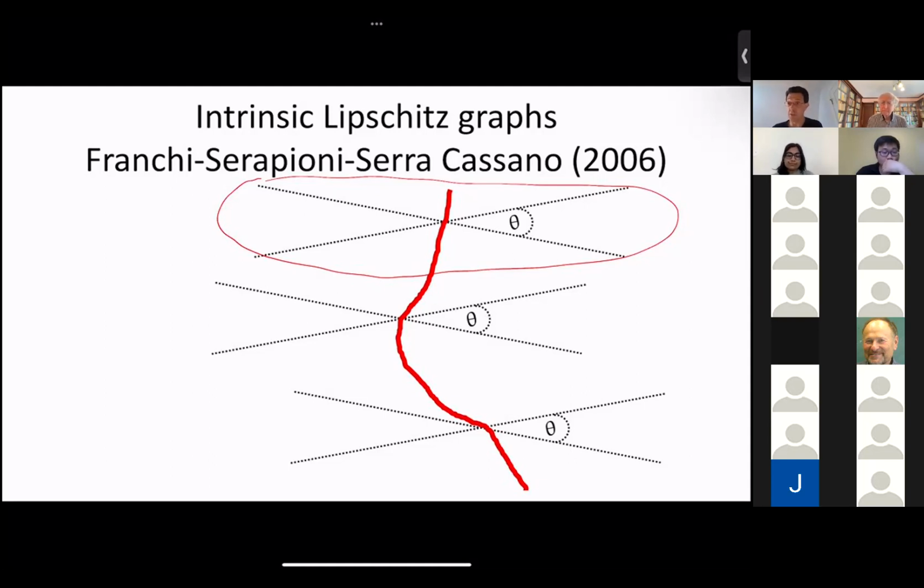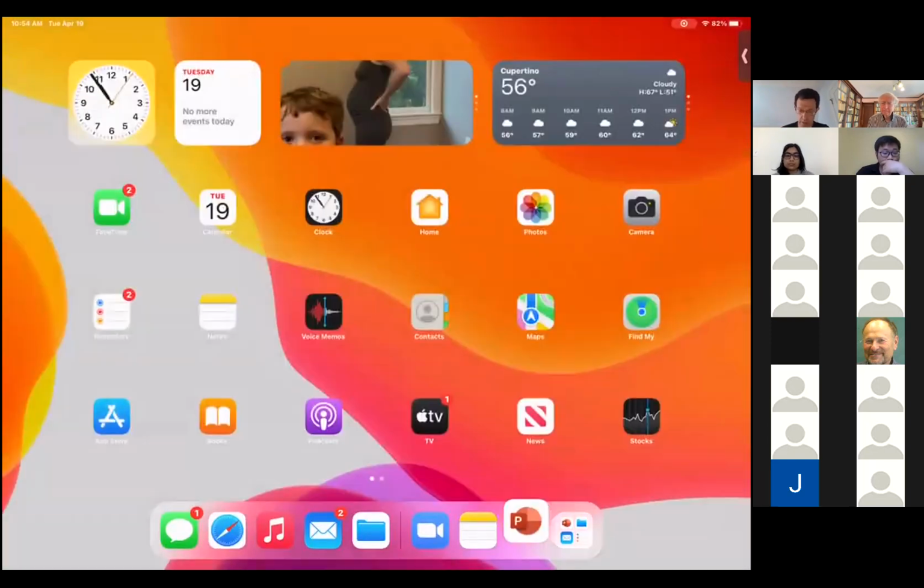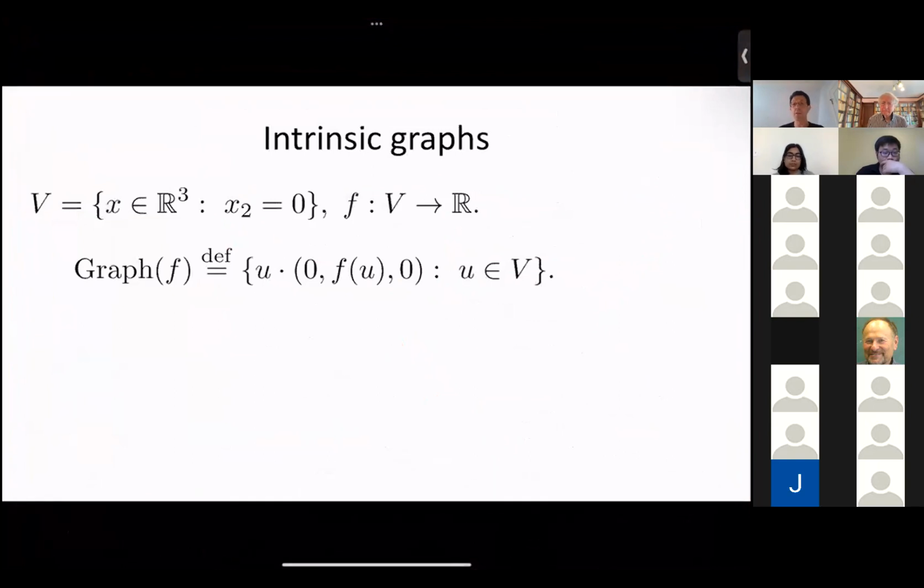Now I want to discuss the Heisenberg version of this. And for that, I first have to change what the notion of a graph is. So there's a notion of an intrinsic graph. A graph is a function from a two-dimensional plane to R. The two-dimensional plane is going to be the vertical wall, the YZ plane, to the left or to the right of Arthur. Imagine this is the YZ plane, all the x in R3 in your room for which the x2 coordinate vanishes, and you have a function from this to the real line.